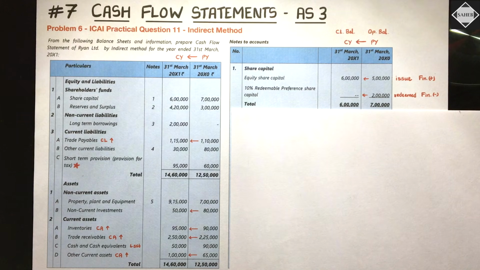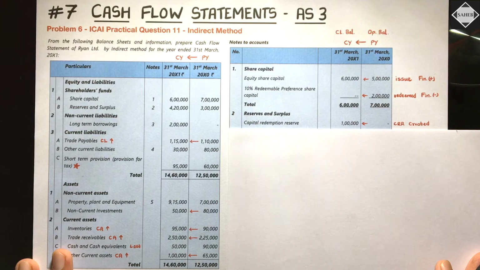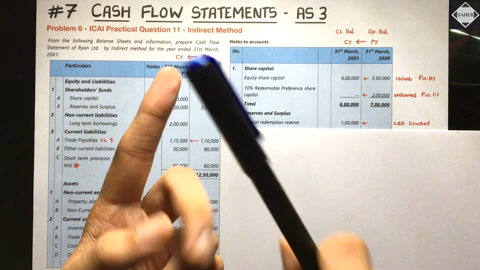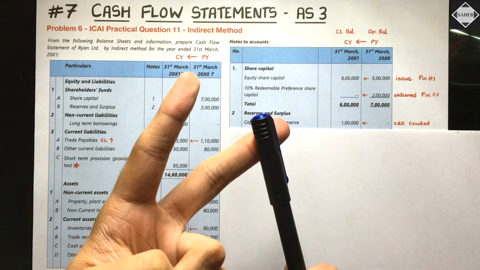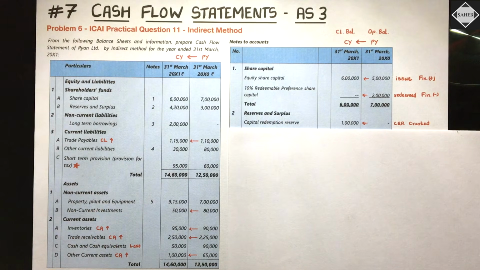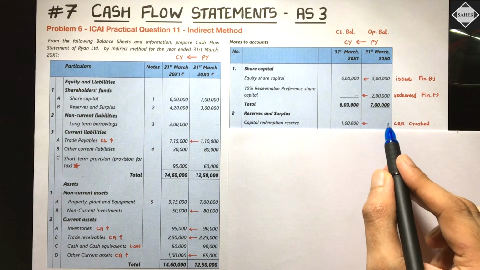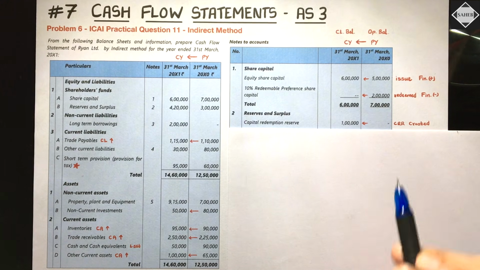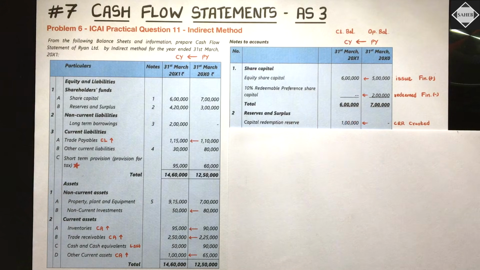Next we have reserves and surplus, note number 2. Let's go to note number 2, reserves and surplus. First we have capital redemption reserve. If you know about redemption of preference shares, then you know that whenever preference shares are redeemed, we replace the capital either through creation of CRR out of free reserves and then fresh issue of equity shares, right? So now here CRR has been created. See here, in the opening balance there was no CRR. In the closing balance we see there is 1 lakh of CRR. So CRR has been created during the year.